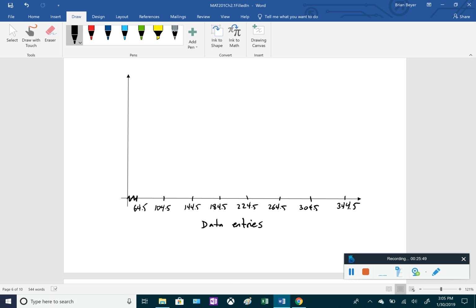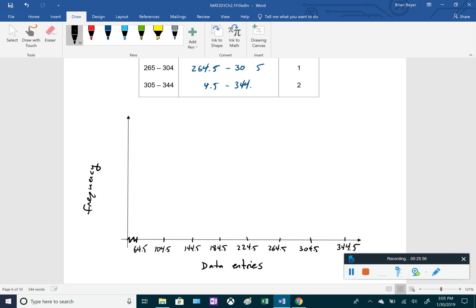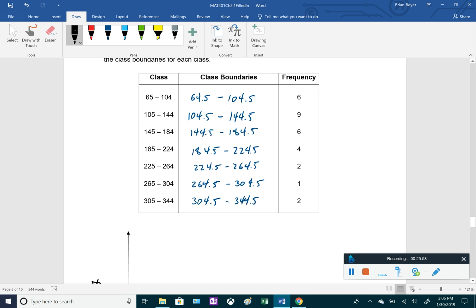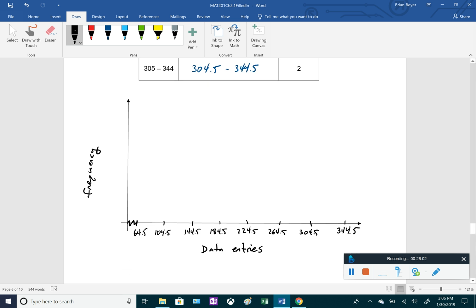And for the vertical axis, this is going to be the frequency. Going back up here, we can see that the largest frequency is a value of 9. So just to label this, let's put a max value on this axis of 10, and then let's fill in the rest of them. We get all of those values for the frequency, just 1 to 10. And plop a little 0 down here also.